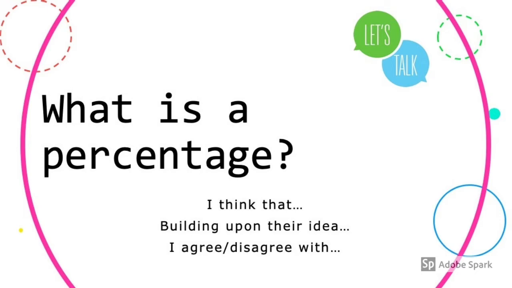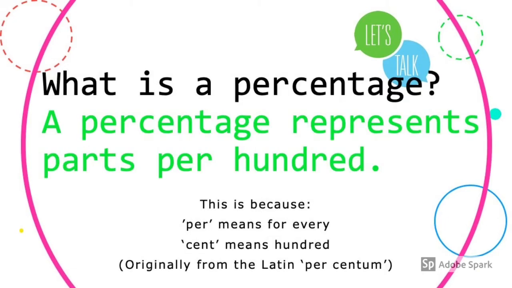Today though, we're going to need to think about what a percentage is. What do you think this word means? A percentage represents parts per hundred. And this is because per means for every and cent means hundred. And this originally came from the Latin per centum.